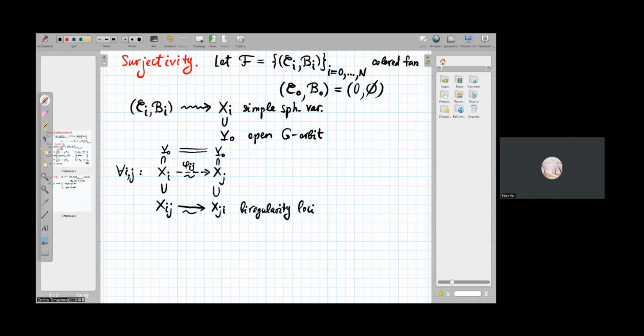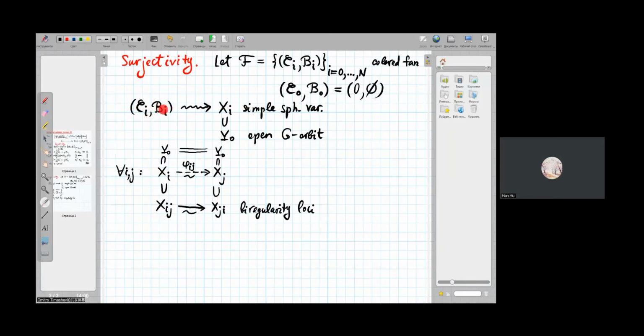For instance, each of these open subsets contains the open orbit, Y naught, because for Y naught it is just the identity map from this Y naught to this Y naught, okay? Actually, these subsets can be described combinatorially. The colored fans of these open subvarieties are just the sets of colored faces which the two colored cones, CiBi and CjBj, have in common. So these colored cones are different, but they may have common faces.